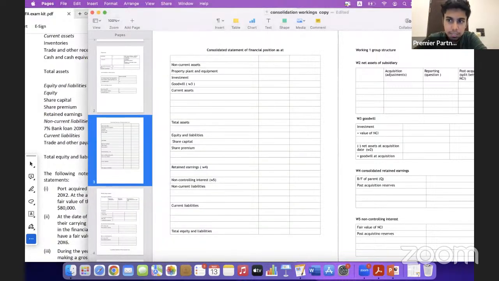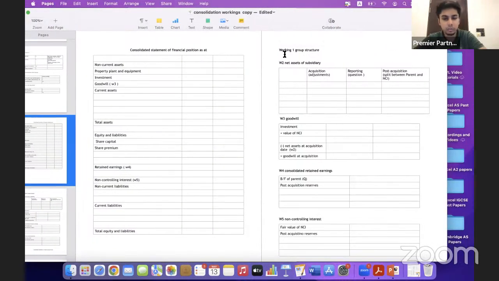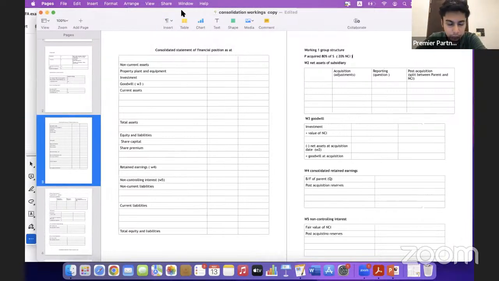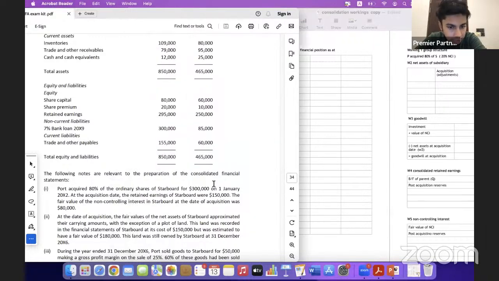So under group structure, guys, let me mark this and show it over here. What's happening? Port, who is the parent, acquired 80% of Starboard. So understand, guys, when you acquire 80% of the company, 20% is left. This 20% is what we call the NCI percentage. Okay, the 20% is what we call the NCI percentage. On 1st January 2002.